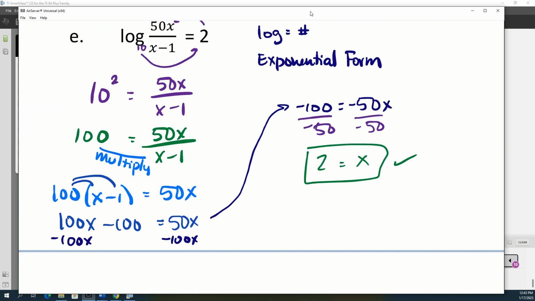All right, so what questions do you guys have on logarithmic equations? Two types. So you first decide log equals log or log equals a number, and then solve it the best you can.